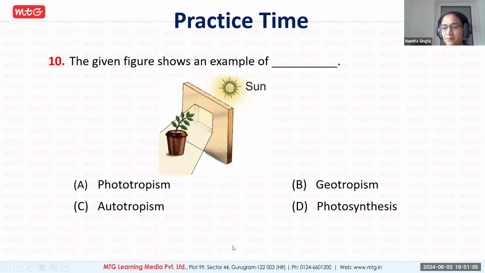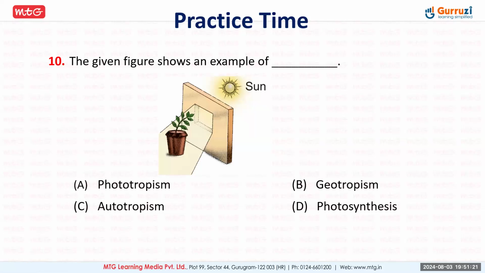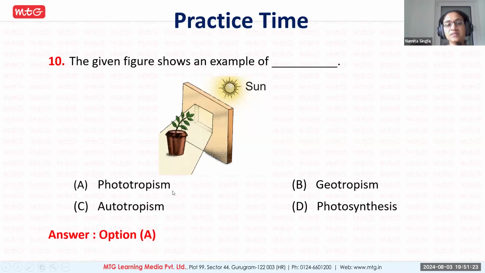Given figure shows an example of. We have just done it. Let's see who will answer this question. Okay, Anik will answer this question. Ma'am, the answer of question 10 is option A, phototropism. Yes, correct. Phototropism is response towards sunlight. Geotropism is response towards gravity. Photosynthesis, we all know, is synthesis of food by plants using carbon dioxide and water in the presence of chlorophyll and sunlight. Oxygen is produced during this process.